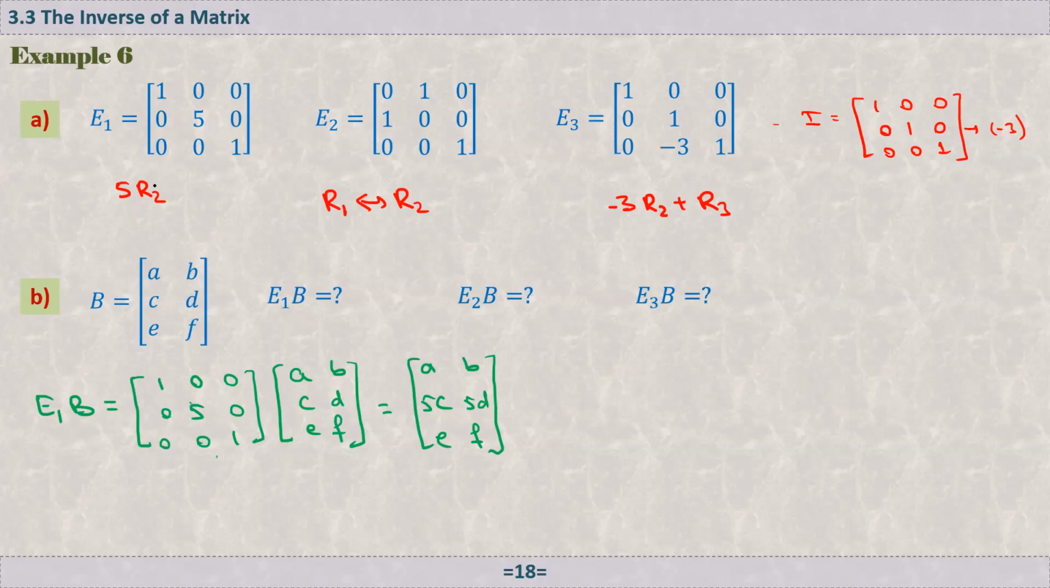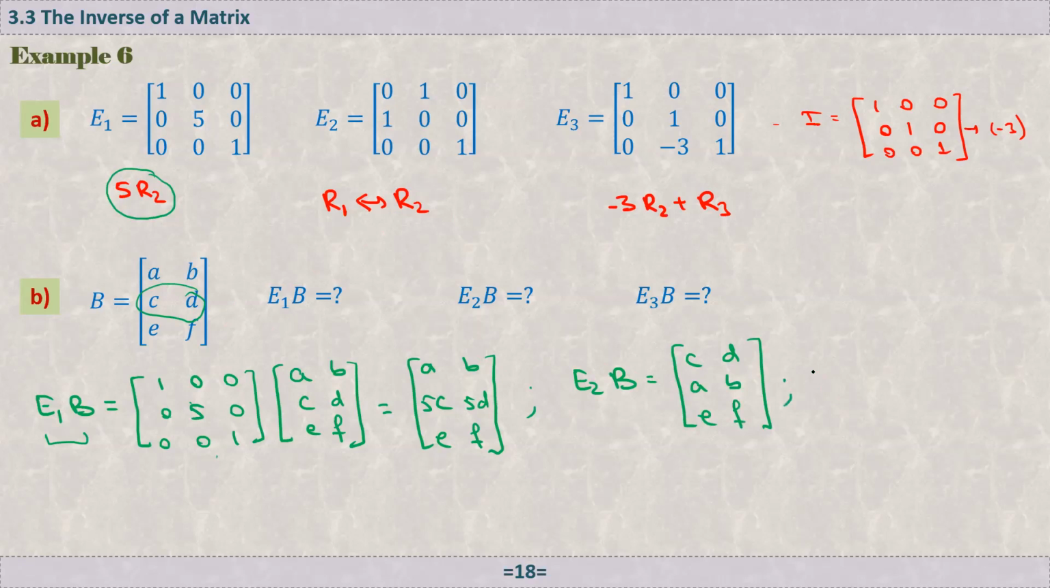So what is the effect of this E1? How did you obtain this? Multiplying the second row by 5. So multiplying E1 by B means that I just need to multiply the second row of this B by 5. And in a similar way, how about E2 times B? What is the effect of E2 on B? We just need to interchange the first row with the second row, right? That means that A, B, and C, D we have to interchange. So here we will have C, D, here we have A, B, and here we have E and F.